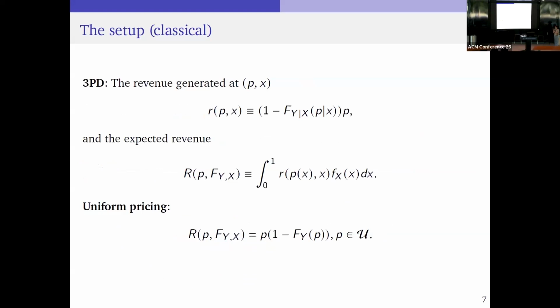In the classic setup, here's the definition of revenue at a given point x. It's just willingness to pay times p. Then you get the expected revenue because you're looking at people with different x, so you integrate over f of x, the density function of the covariate, which is continuous. Uniform pricing is much simpler because you charge the same price for all values of x, so it's just p times the survival function at the price p.